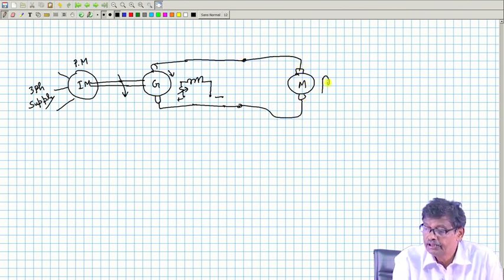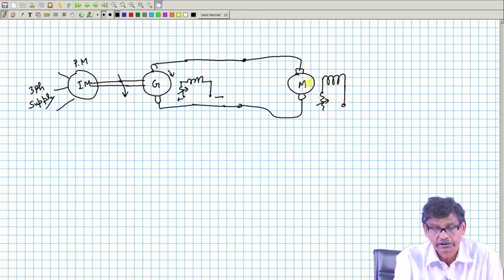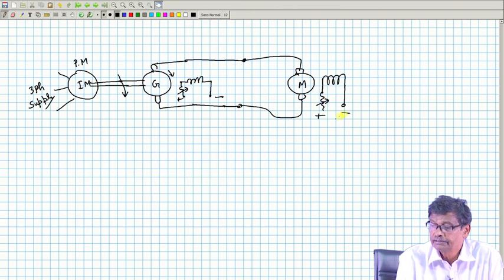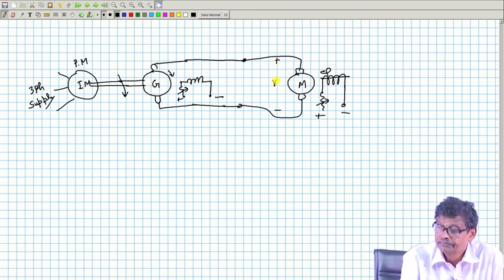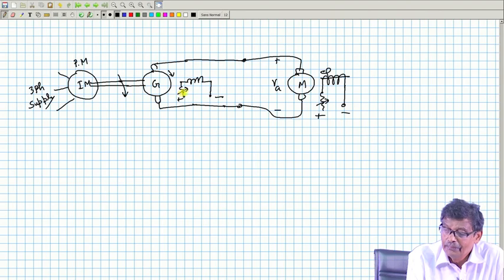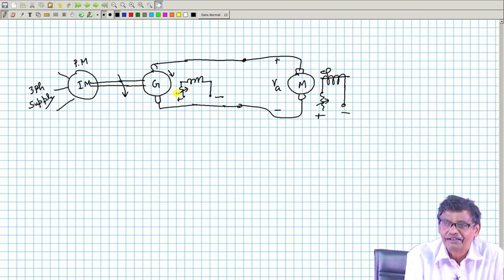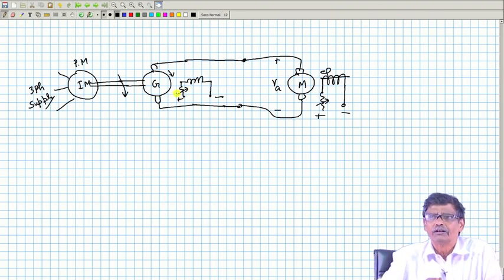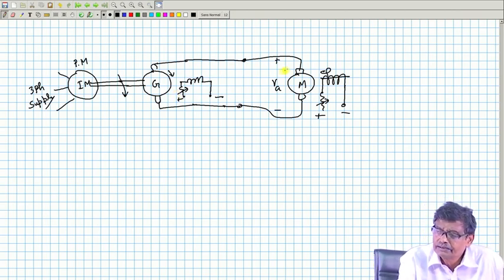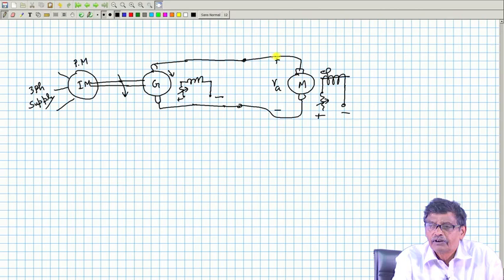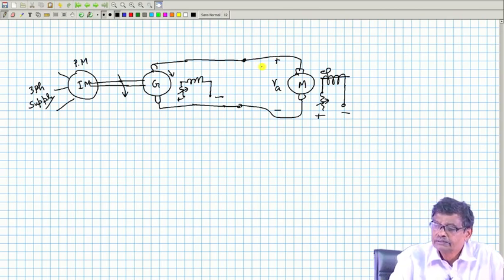And this motor is also made separately excited. It has got its own field, plus minus, it will produce flux. And this voltage, what I am telling in the previous diagram, VA, I will be able to control by varying the field current. Induction motor also is almost a constant speed machine. Therefore, vary this field current, get various values of armature voltage and do it.